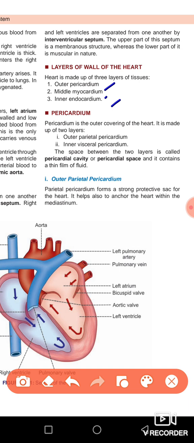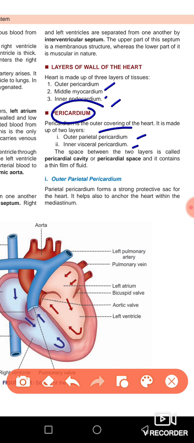First we discuss the pericardium. The pericardium is the outer covering of your heart, made up of two layers: outer parietal and inner visceral. The inner layer is always visceral, because visceral means deep layering, and parietal always means outer layering. So this pericardium is divided into outer and inner layers.